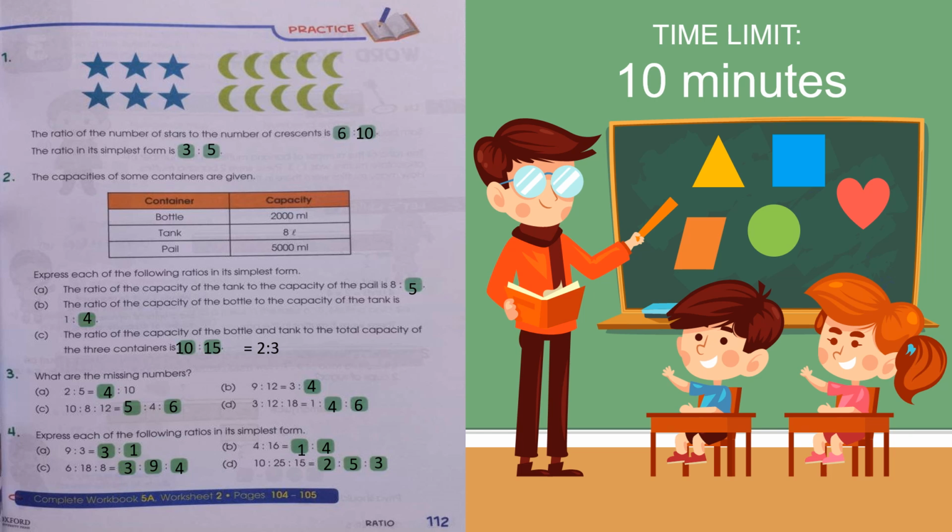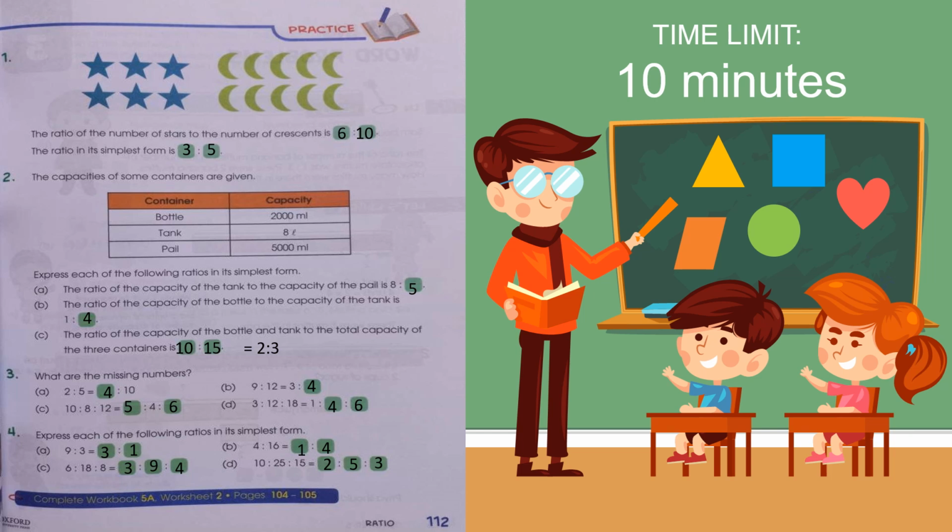Now in question number 3, we have to find the missing numbers. In part A, we have 2:5 is equal to the number ratio 10, and the number is 4, because if we divide 10 by 5, it comes out as 2. Which means that 5 multiplied by 2 is 10. So we have to multiply 2 by 2 as well, and 2 times 2 is 4. So 4:10 is our answer.